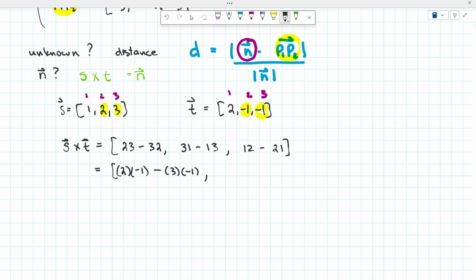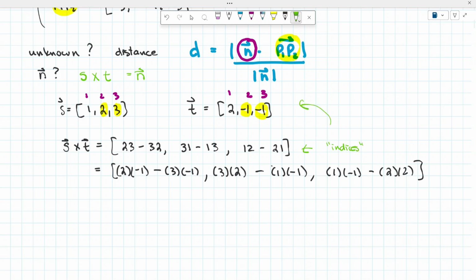For my second entry, 3, 1 is going to be 3 times 2 minus placeholder 1, 3, which is 1 times -1. And then lastly, 1, 2, I have 1 times -1 minus 2, 1, which is 2 and 2. So again, these ones here, these are my indices that I'm referring to from my vectors up above.